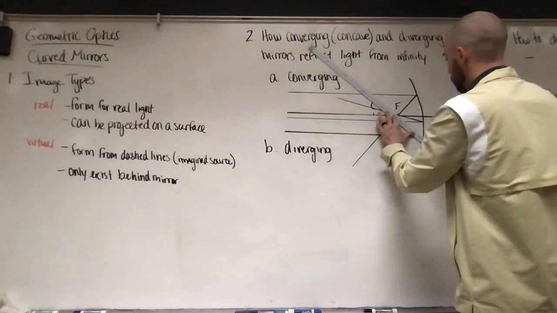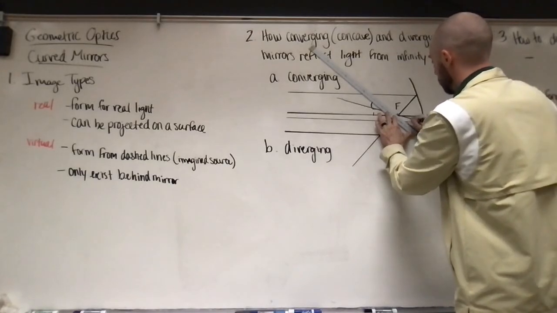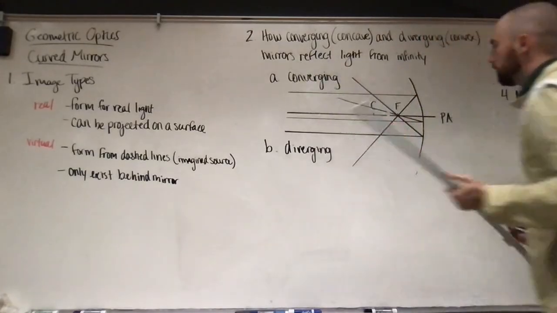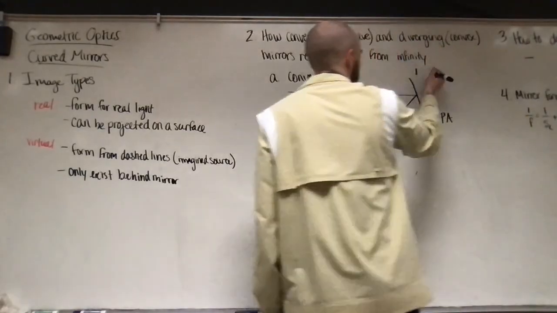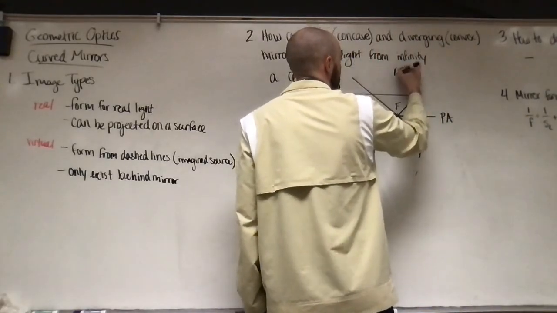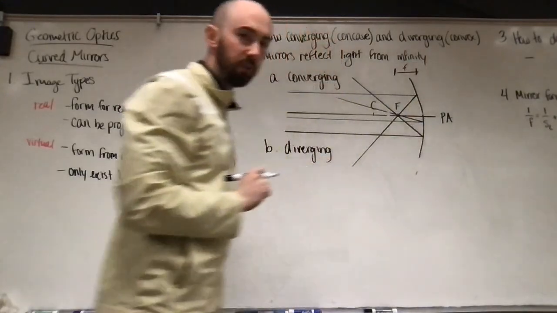Knowing where the focus is is important for some of the equations that we're going to do later, and we'll figure out how to determine that for really far away objects. So right here is our focal point. The distance from the mirror to that is represented by a lowercase f, and that is our focal length.